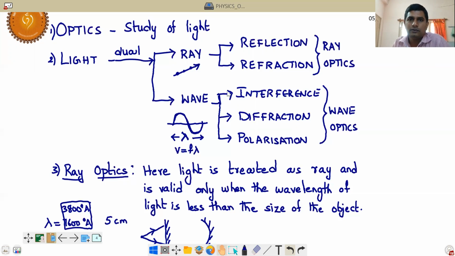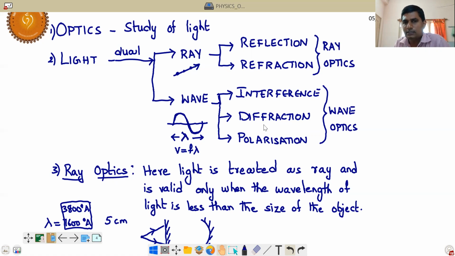In order to explain certain phenomena like reflection and refraction, we consider light as a ray, and the study of these is called ray optics. In order to explain other phenomena like interference, diffraction, and polarization, we consider light as a wave. Wave means like this. It will have some length, which we call wavelength, lambda, and it will have certain frequency and also velocity. Whereas a ray is a collection of particles, a straight line.